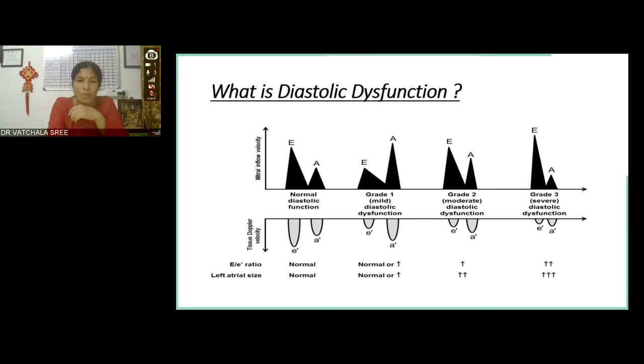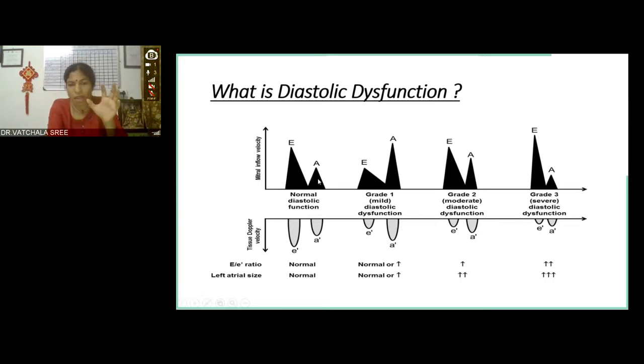So this wave here, the E wave and the A wave. Before the start of this E wave, just imagine there is an isovolumetric relaxation time, a very brief time. And the moment the mitral valve opens, the blood flows into the LV, which is determined by the E wave. And then there is a small time gap, the diastasis space, where there is no filling happening. And then whatever blood is left in the left atrium is pumped into the LV by the atrial contraction, which is demonstrated by the A wave.